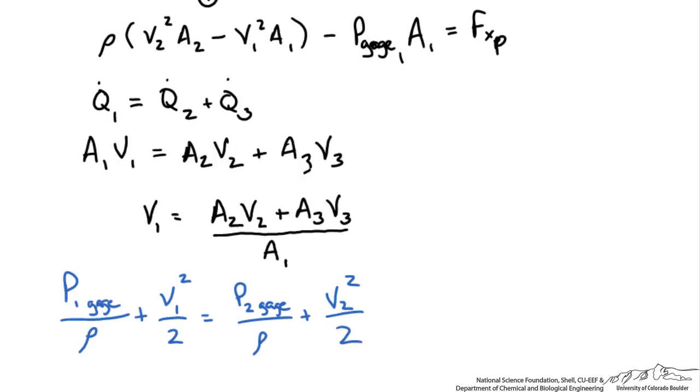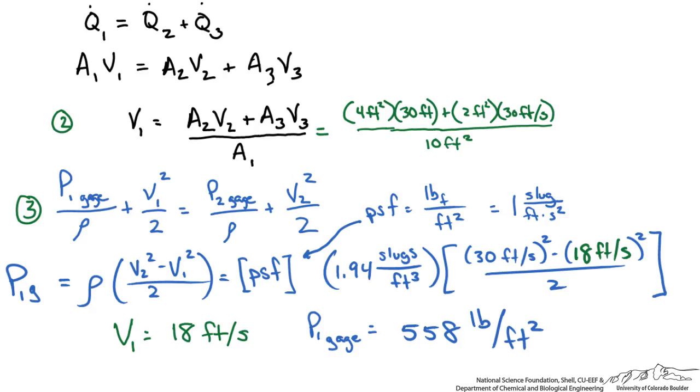So now we have three equations. Our first one, the one that gives us velocity at point 1, and the one that gives us the gauge pressure at point 1. We could now solve for the force in the x direction. Plugging in numbers, I get a velocity v1 equal to 18 feet per second, and a final gauge pressure at point 1 equal to 558 pounds per foot squared.